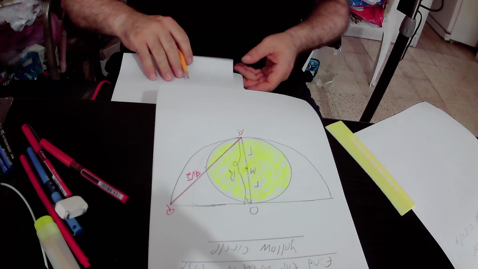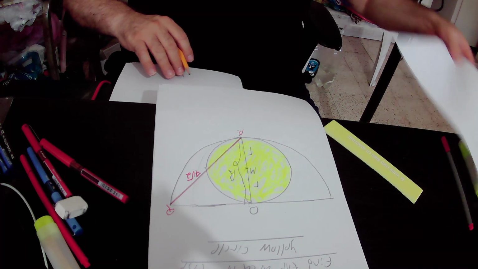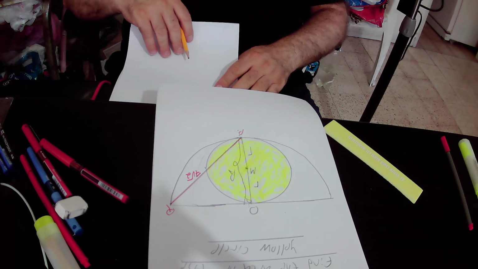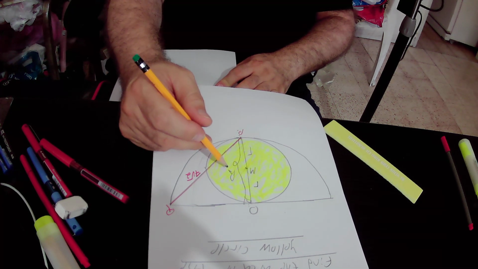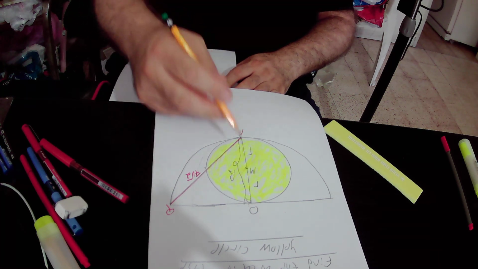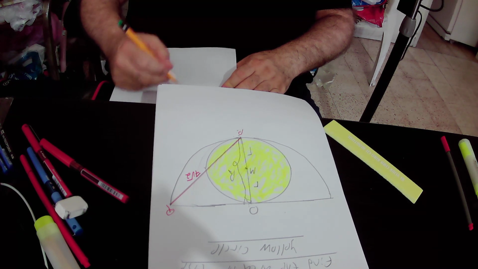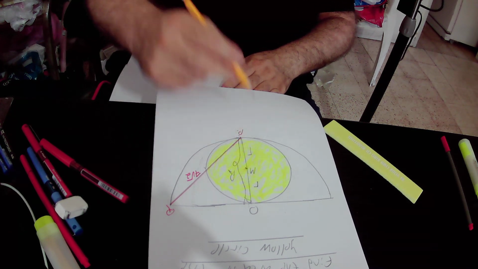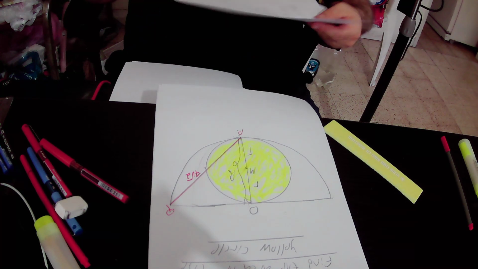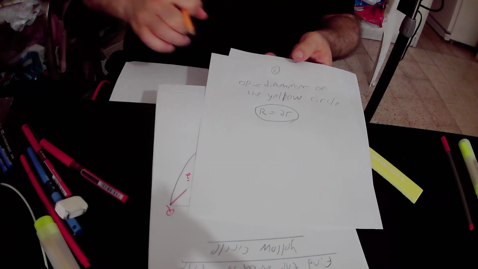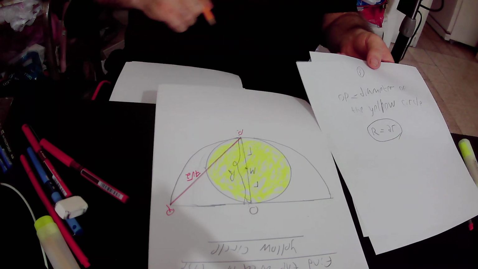Therefore we can say that this way we know the relationship between the small radius of the yellow circle and the big radius of the semicircle, and we can definitely say that capital R, the radius of the semicircle, equals 2 times small r. Okay, so we have the first equation that states that capital R, the radius of the semicircle, equals 2 times the radius of the small yellow circle.